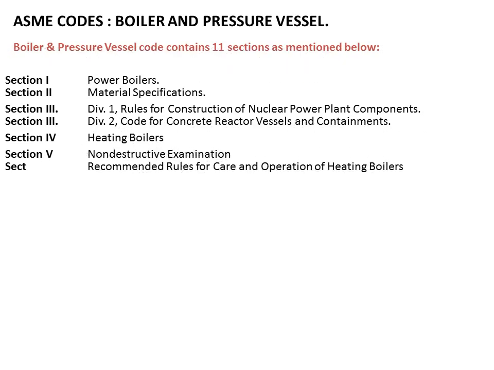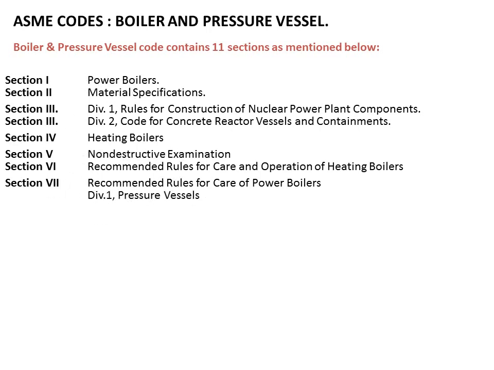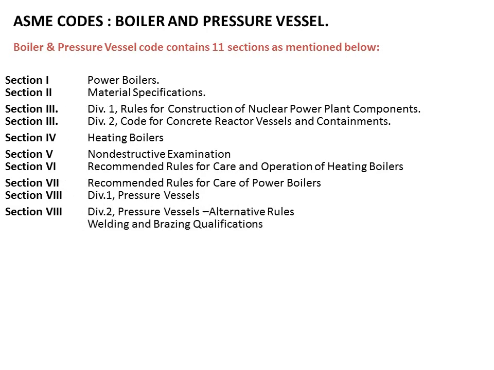Next is Section 6, wherein the recommended rules for care and operation of heating boilers have been illustrated. And then rules for care of power boilers are illustrated in Section 7. So in Section 6 we have the heating boilers, and in Section 7 we have the power boilers. Section 8 is again further divided into two different divisions, Division 1 dealing with the pressure vessels, and Division 2 containing the alternative rules. Next is Section 9, which totally contains the welding and brazing qualifications.